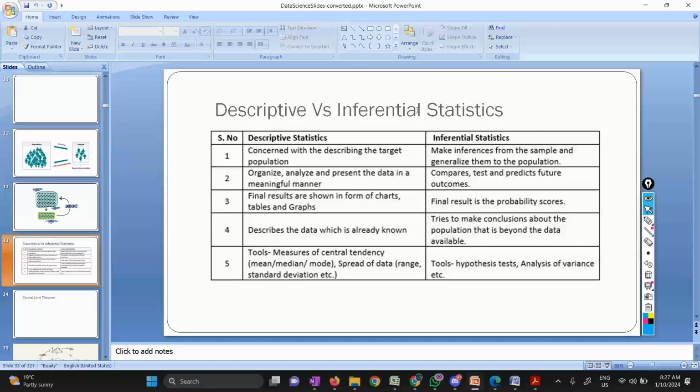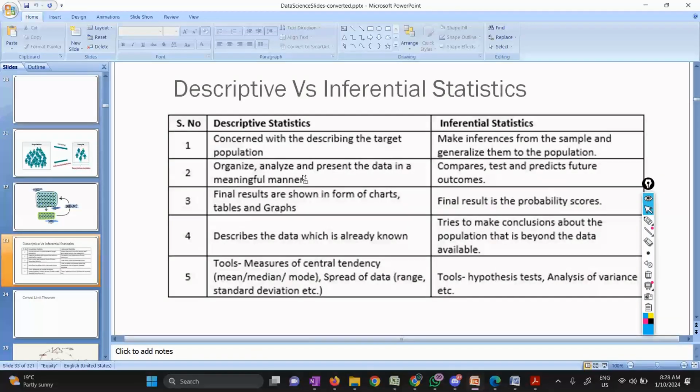Okay. Now, descriptive versus inferential. Quickly, let's scan through this. Descriptive statistics is concerned with describing the target population. Manjunath, read this. Descriptive and inferential. This will finally nail the coffin for us. Concerned with describing that population. So we are targeting some population to describe what? No, we are not targeting some population to describe. We are describing the population.